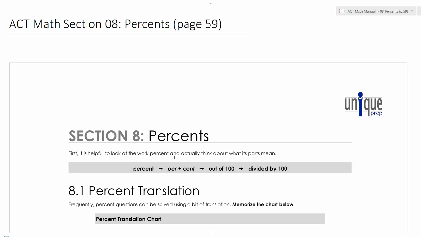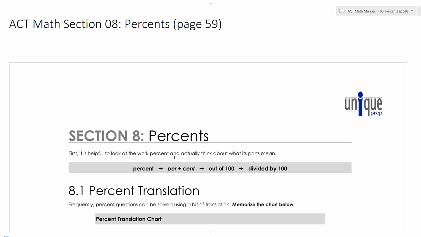This is ACT Math Manual Section 8. Section 8 deals with percents. Now, students generally, as is true with a lot of concepts, run the gamut with percents. Some students are extremely confident with percents. Other students struggle a little bit with them.